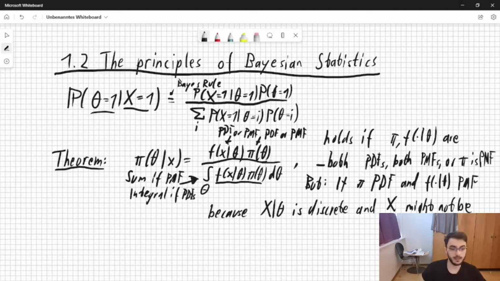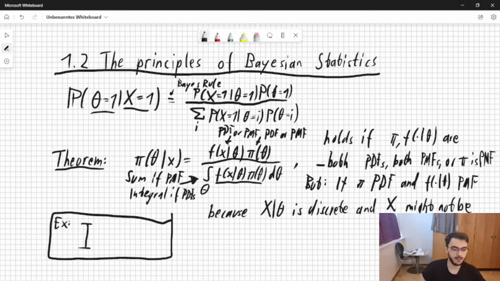We can see that on an example. Let's just say we have that theta is uniformly distributed on 0, 1. So anywhere on this interval, for any subinterval of equal length, they have the same probability. And then let's just say that x given theta is just equal to theta, which we can do. We can define it like that.